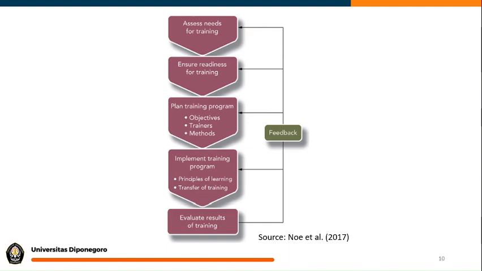The next stage is to implement the training program. In implementing this training program, you need to make sure that the training program fulfills the principles of learning and that the training program ensures the transfer of training. And the last one is the evaluation of the training program, whether the training is successful or not.